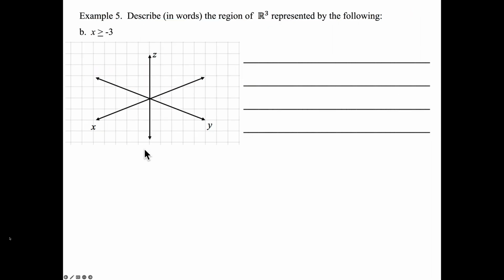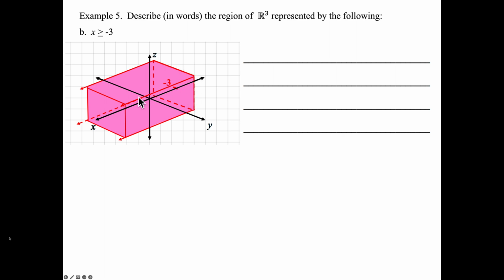B, x is greater than or equal to negative 3. So again, we're just going to look at the equal part. We'll take care of the greater than in a second. We'll go to negative 3 on the x-axis. Again, no z, no y. We get a plane, if you will, parallel to the yz plane. Now the greater than comes into play, it's now greater than or equal to, so these all become solid lines, and it's going to head up the positive x-axis.